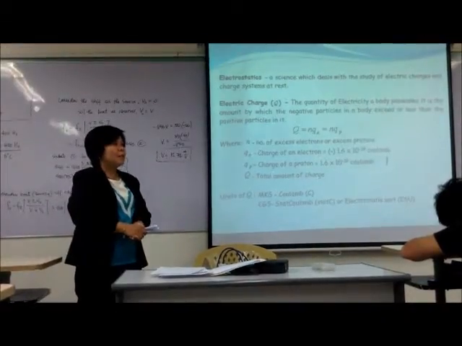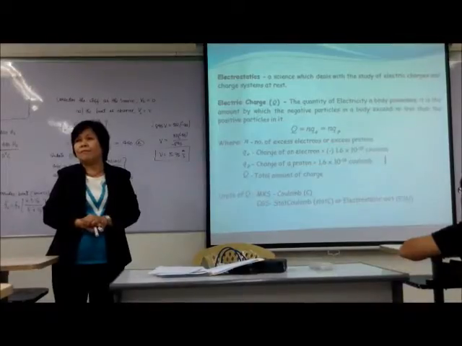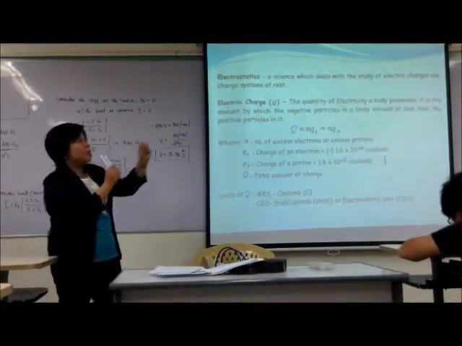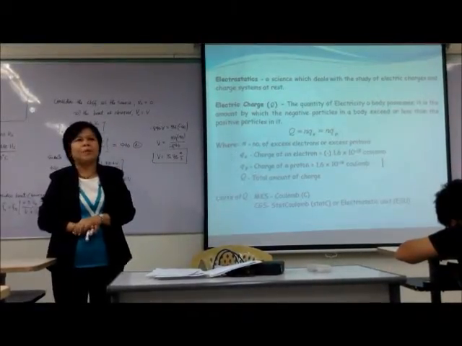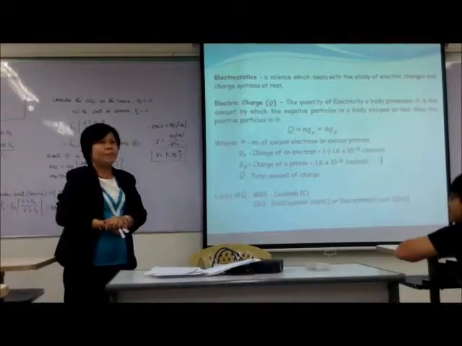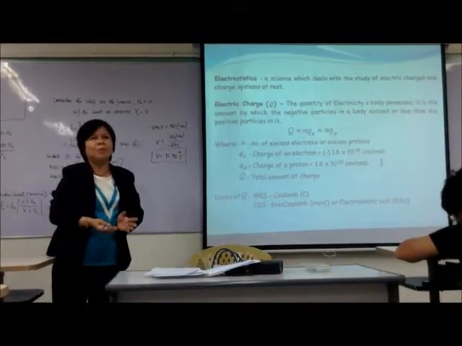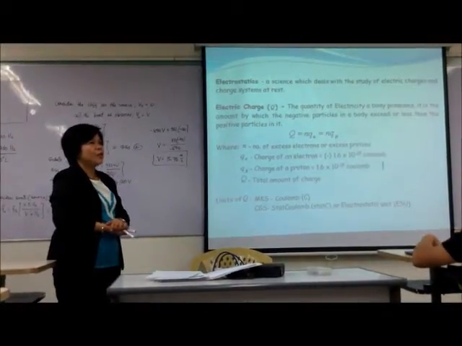Basically by rubbing. Because by rubbing, there will be transfer of electrons. Now, for example, you will be rubbing body A with body B, and body A loses electrons. What will happen to body A? It will become positively charged. What about body B, which gains electrons? It will become negatively charged.